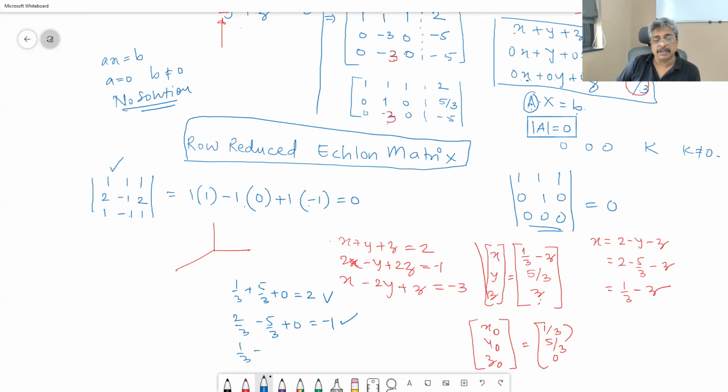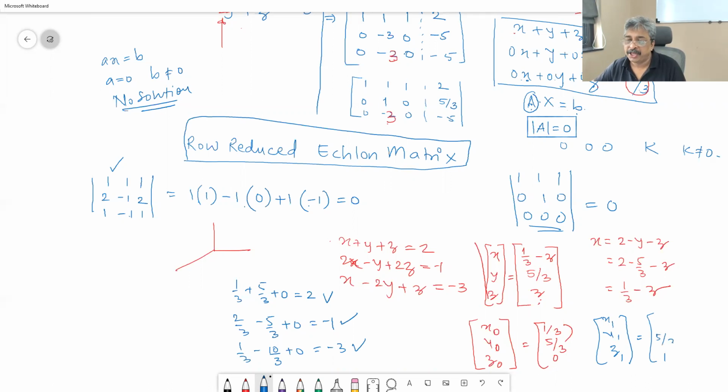1 by 3, 10 by 3 plus 0 is equal to minus 3. True. If you take the value of z as 1, then our solution set x1, y1, z1 will be equal to 1, 5 by 3, 1 by 3 minus 1, that is minus 2 by 3. Let us cross check. Minus 2 by 3 plus 5 by 3 plus 1, is that equal to 2?